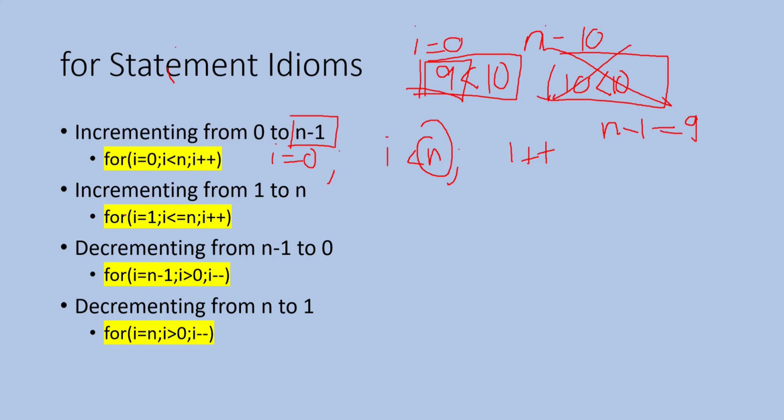When I equals 1 and there's a less than or equal to, it's going to be equal to n now. Because I can take the same value as n because of this equal to sign. And same thing for decrementing. It's the same exact thing.